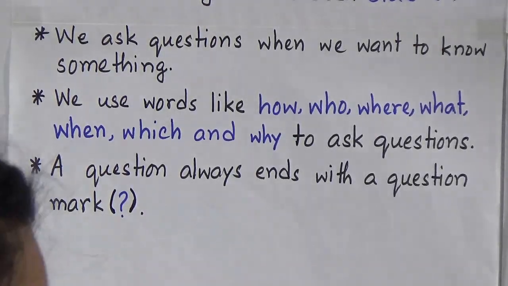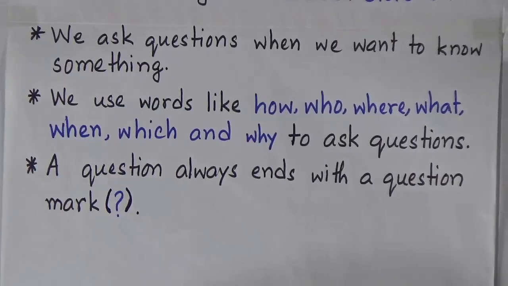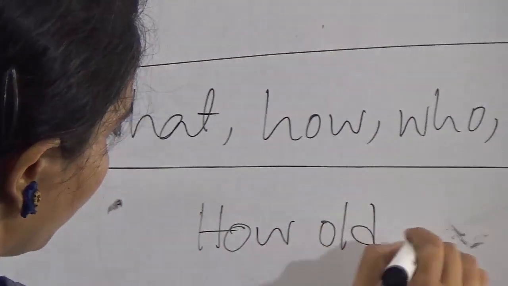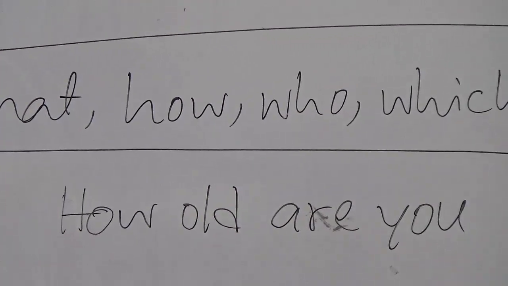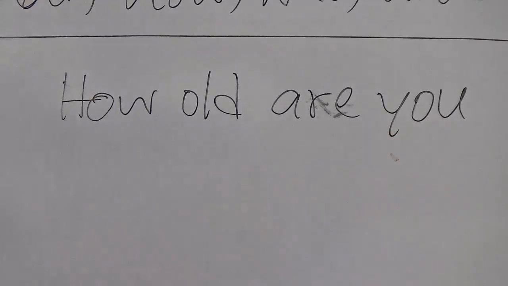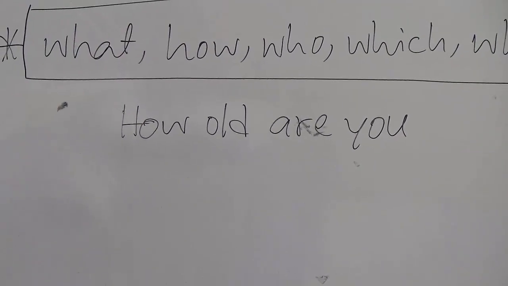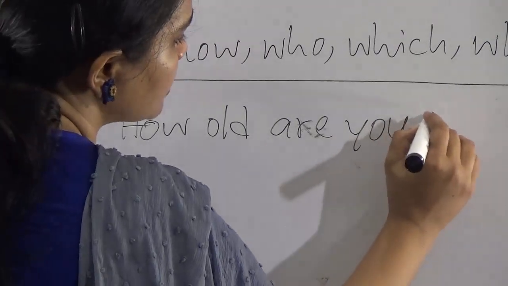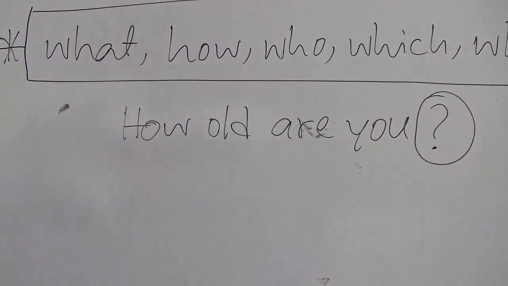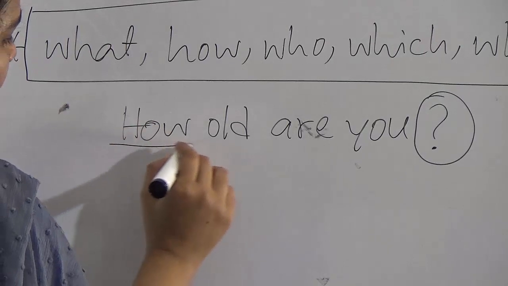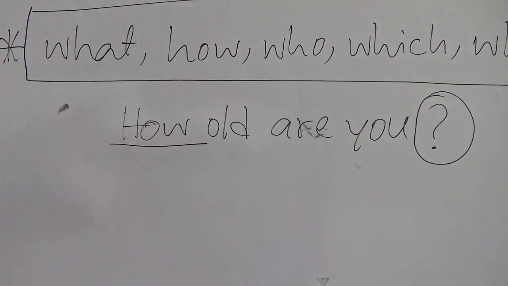Now look, if I write "how old are you?" and I don't give a question mark at the end of the sentence, it will not be a question. So you must give a question mark at the end of the sentence. It's very important. And now look, I begin the sentence with the word how.